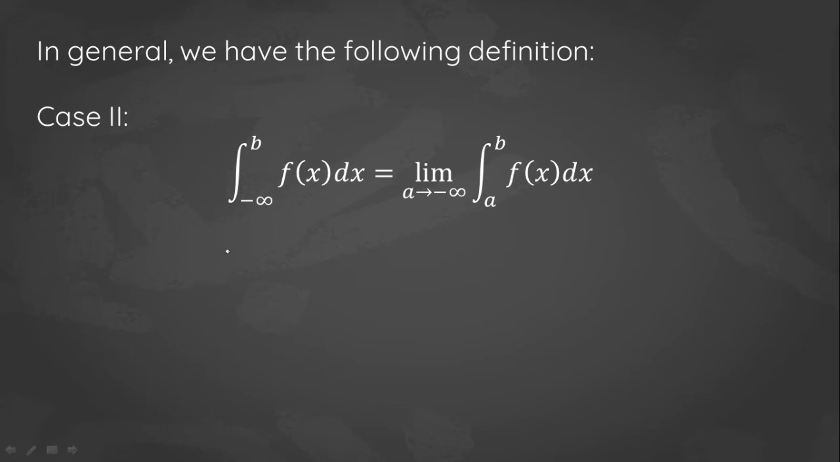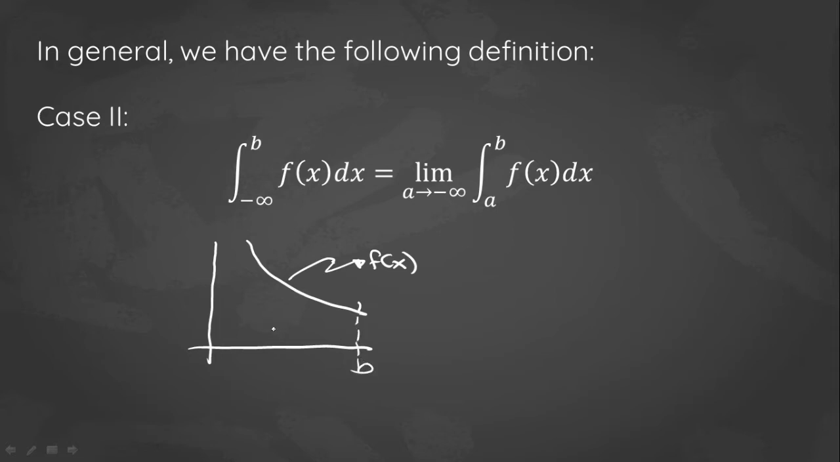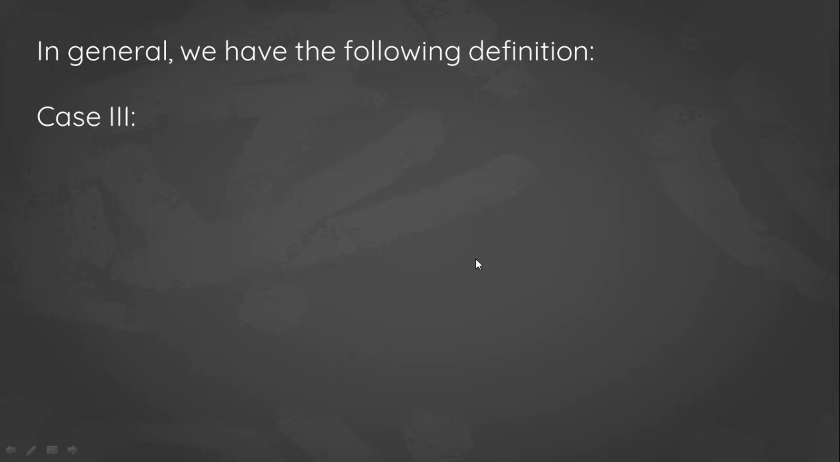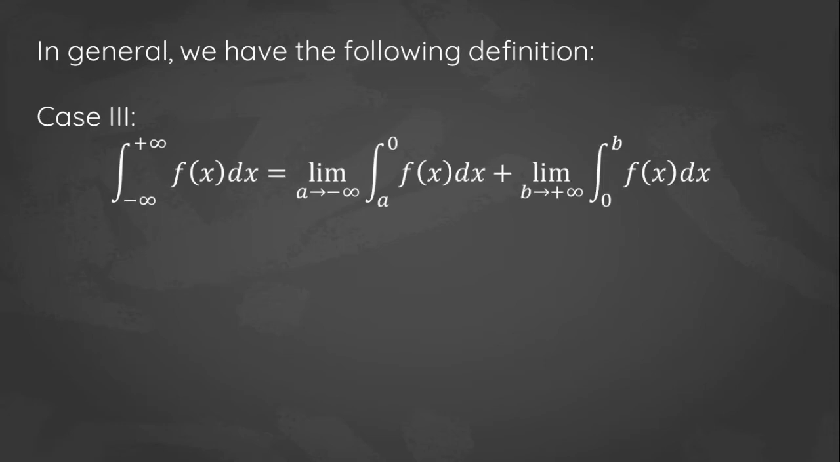In the next case, the lower limit of integration has an infinity. So in our graph, we have here f of x that is bounded by the upper limit of integration, that is b, and it is bounded to negative infinity, and that is our a. So taking its limit as a approaches negative infinity, then the next case, or the last case, is if both of our lower and upper limits of integration have infinity.